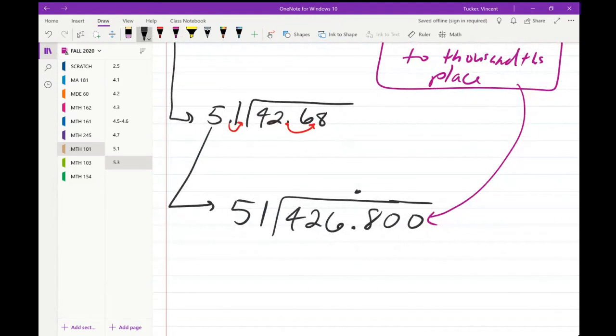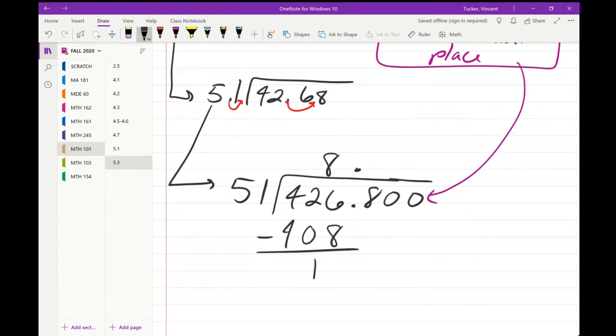All right, so 51 doesn't go into 4 or 42, but it goes into 426. Let's see, 8 times, yep, let's go 8. 8 times 51, that'll be 8 here. 8 times 5 is 40. All right, do your subtraction. It's going to be 18, excuse me.